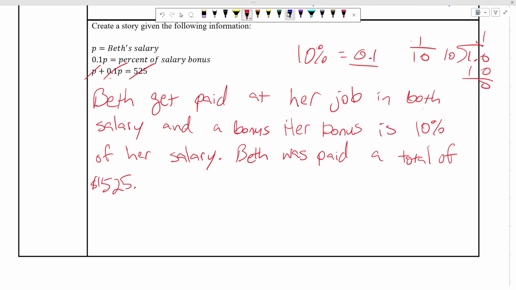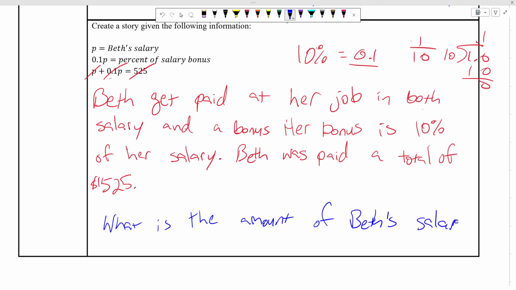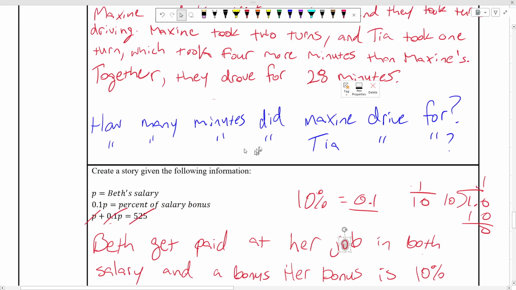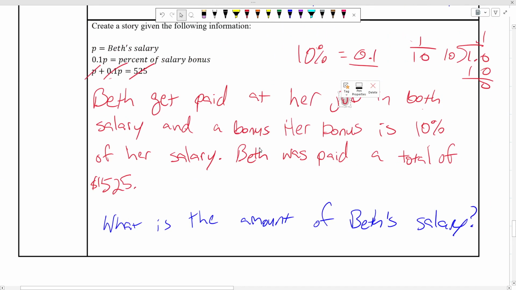So you would see a problem that may look something like, what is the amount of Beth's salary? I can easily see that being a problem you will be asked, right? In other words, solve for P. And the other one was solve for, what was the letter used? I believe it was M, or no, T, the time. Right, exactly. So, what is the amount of Beth's salary? I think you got it, guys.